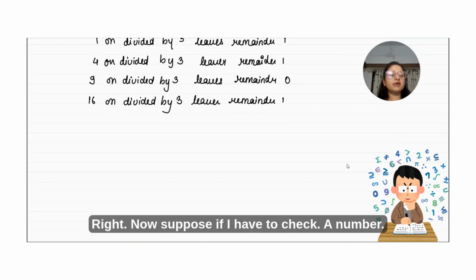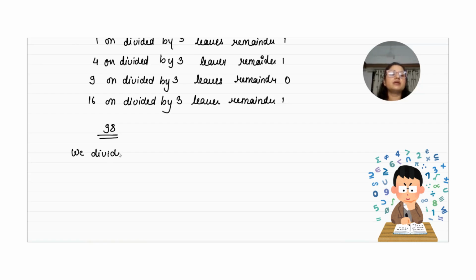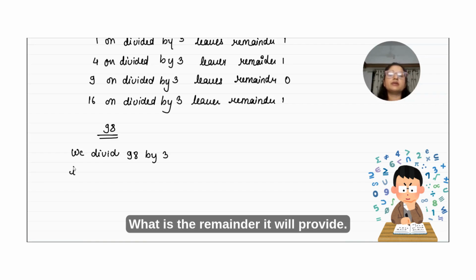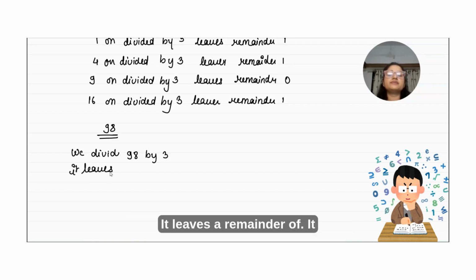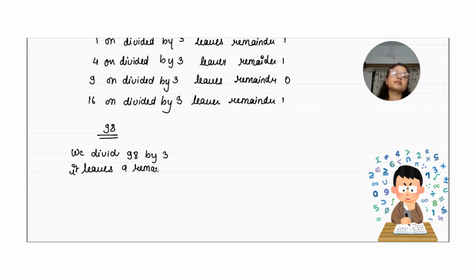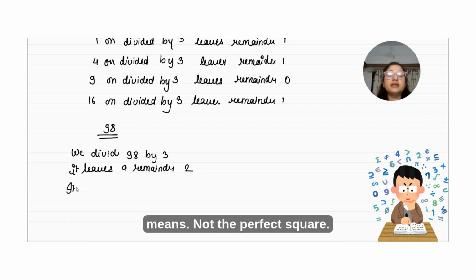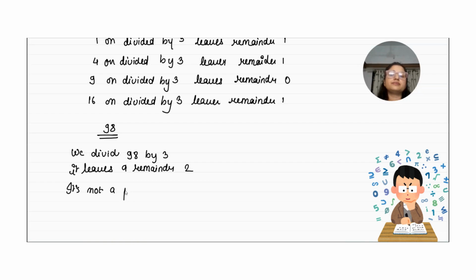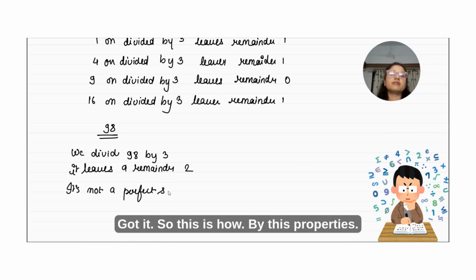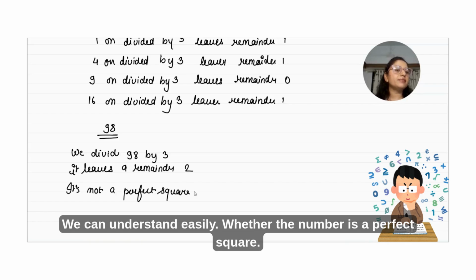Now suppose I have to check whether 98 is a perfect square or not. If we divide 98 by 3, what remainder will it give? It leaves a remainder of 2. It means it's not a perfect square. Got it? So by these properties, we can easily understand whether a number is a perfect square or not.